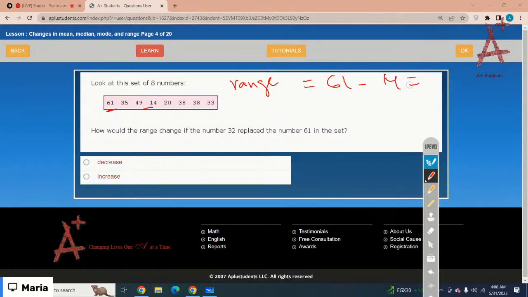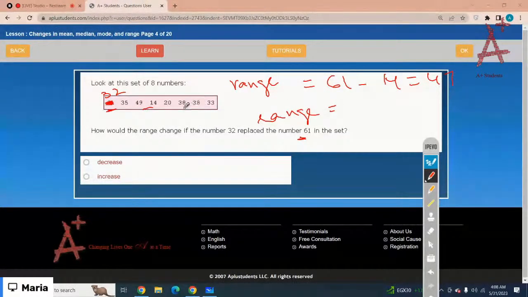14. So the range of the given data set is 47. Got it? Now you are going to replace 61 by 32. You have to replace this one by. Okay, now you have to calculate the range.